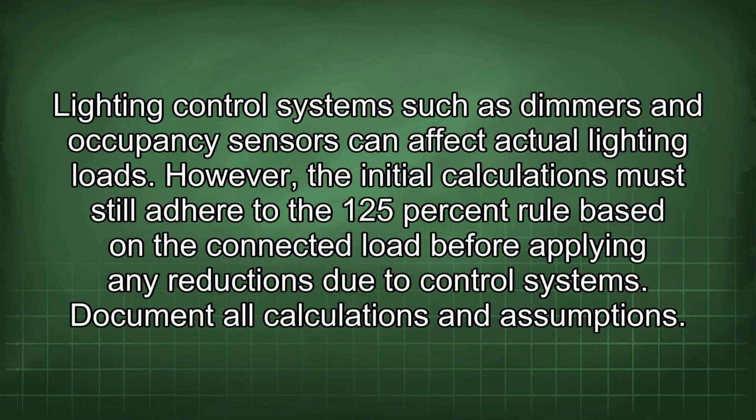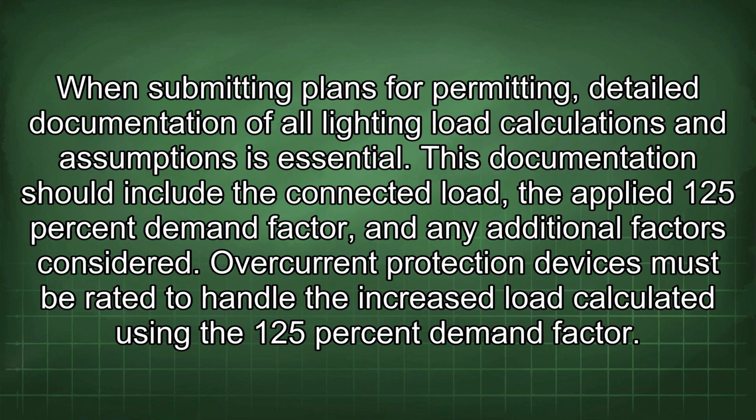Lighting control systems such as dimmers and occupancy sensors can affect actual lighting loads. However, the initial calculations must still adhere to the 125% rule based on the connected load before applying any reductions due to control systems. Document all calculations and assumptions. When submitting plans for permitting, detailed documentation of all lighting load calculations and assumptions is essential. This documentation should include the connected load, the applied 125% demand factor, and any additional factors considered.